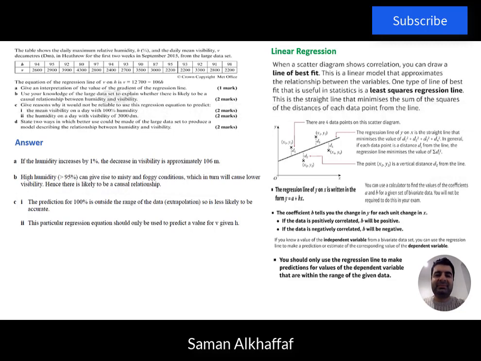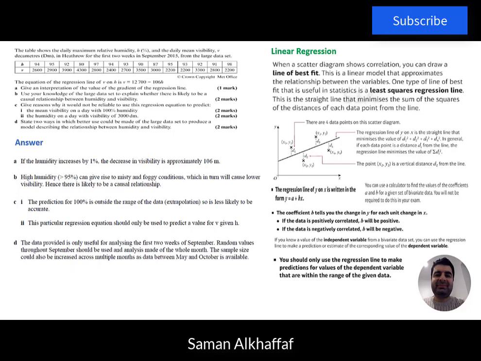For part D, we need to state two ways in which better use could be made of the large data set to produce a model describing a relationship between humidity and visibility. So our explanation in this scenario: the data provided is only useful for analyzing the first 2 weeks of September. Random values throughout September should be used, and analysis made of the whole month.